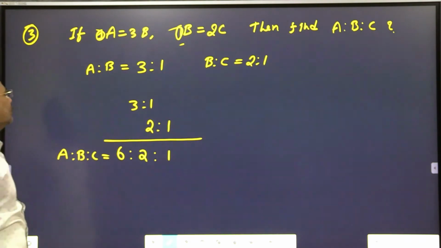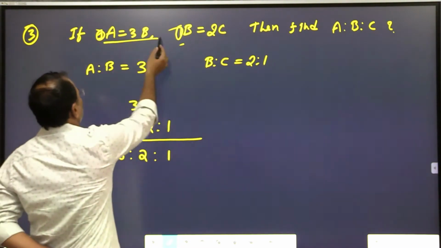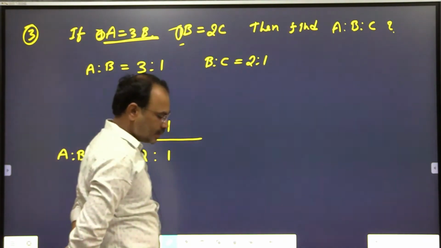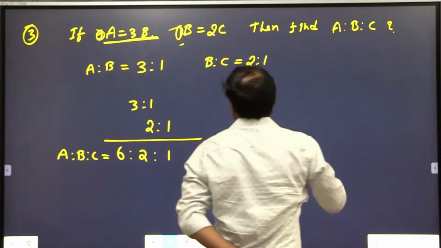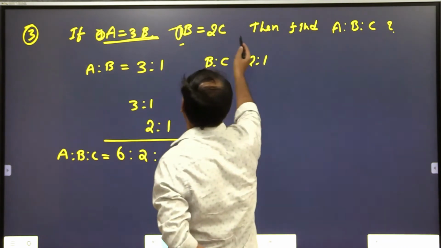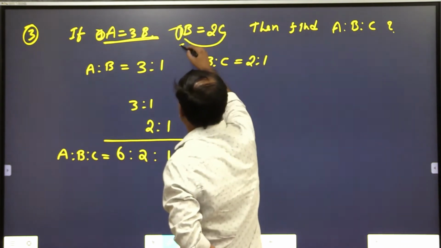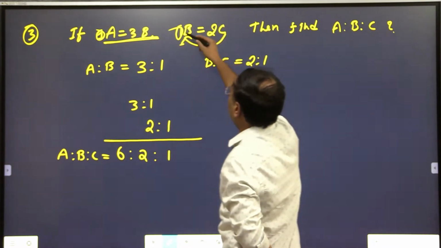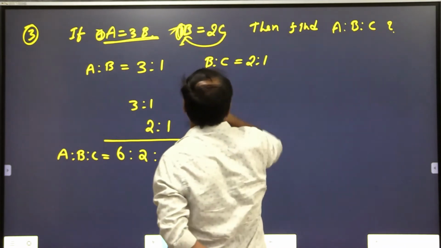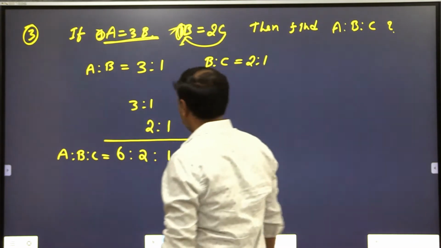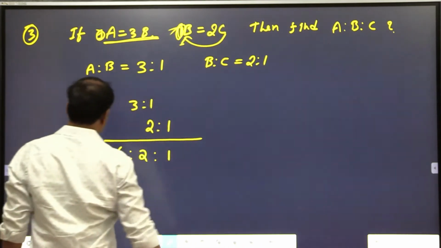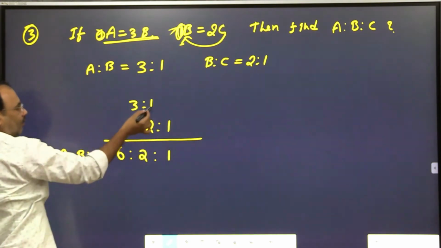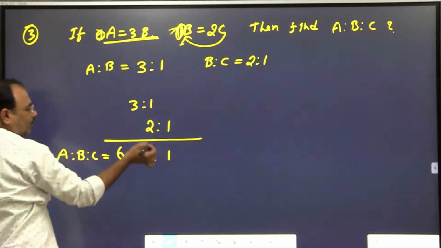So first we have a is equal to 3b, which is written as a is to b is equal to 3 is to 1. Second one, b is equal to 2c, so b by c, b is to c is equal to 2 is to 1. So a is to b is equal to 3 is to 1, b is to c is equal to 2 is to 1. Then I find a is to b is to c by using working rule 1. 3, 2, 6, 1 into 2, 2, 1 into 1, 1.